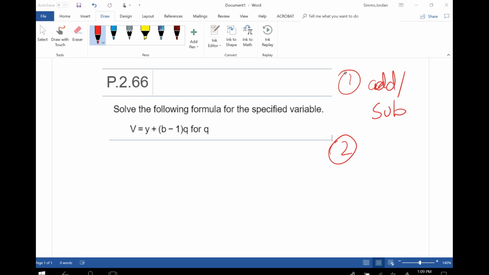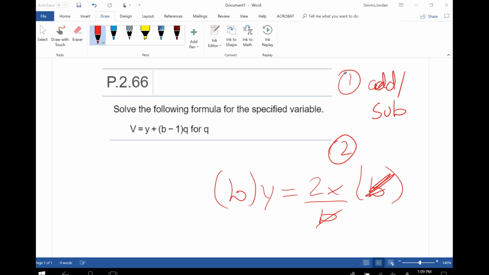Number two, if I don't have any kind of addition or subtraction going on, I almost always try to get rid of the fractions. Now, there are no fractions in this case, but let's say, for example, we had y equal to 2x over b. Almost always, the first step I would do here is multiply both sides by b, which would eliminate the fractions. So now we have by equals 2x. So I would just eliminate those fractions right off the bat.